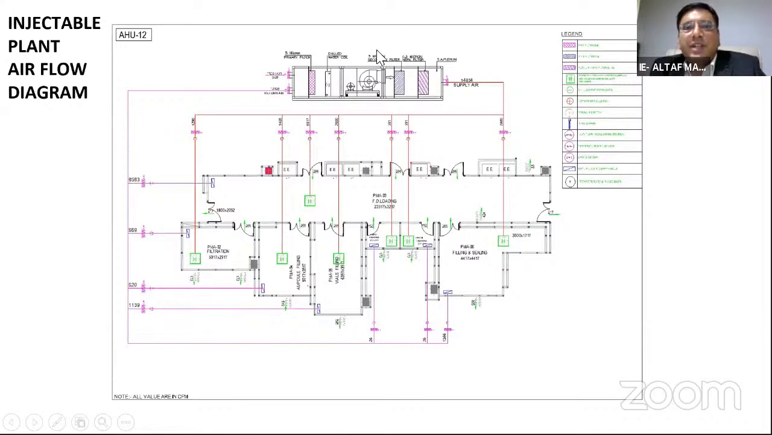So this is very critical. In the case of an injectable plant, the filtration levels are very critical. The fans particularly will be high static fans. We have to design to take care of double HEPA filters, pressure drop, and fan motor selection has to be very critical in the case of injectable plants.